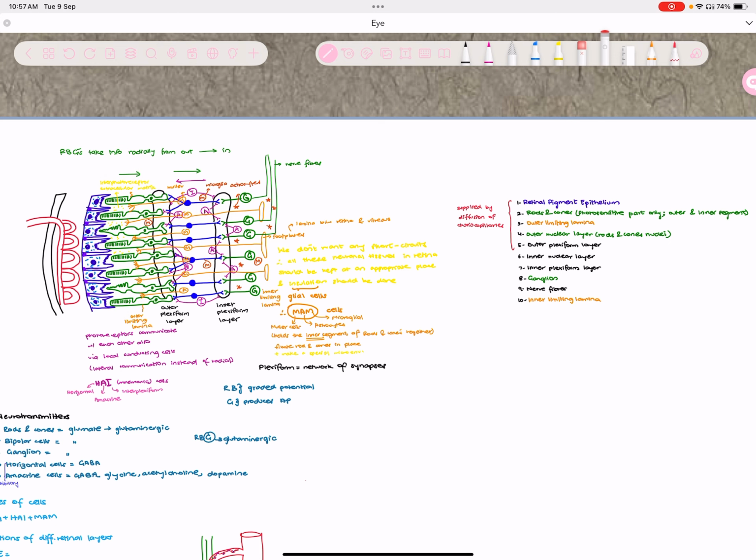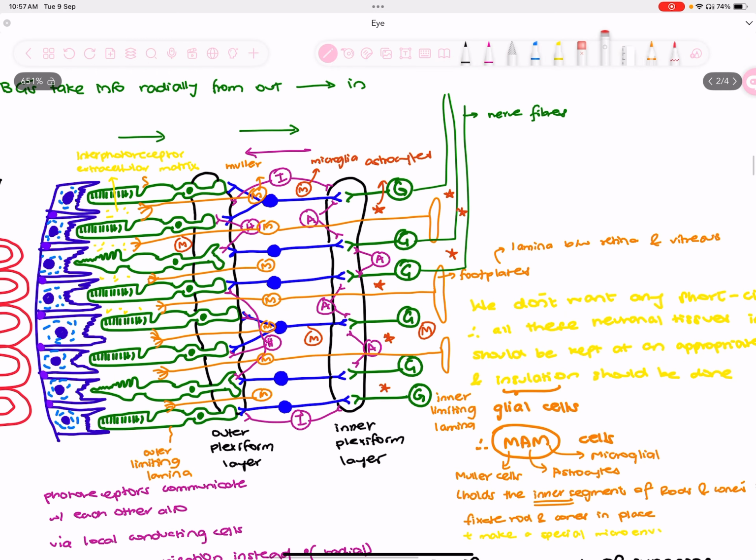Then we have this region towards the inner segment of rods and cones, where we have Muller cells which hold them all together. So that's the function of Muller cell, to keep these rods and cones fixated and held together and to prevent short circuit. So this forms the outer limiting lamina.